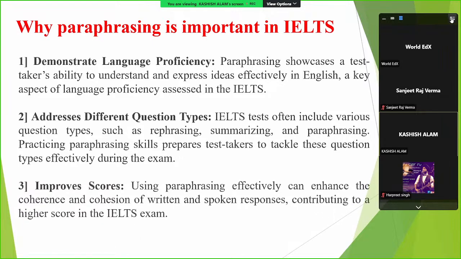Now, if you are aiming for a score of 7 or above, do make sure that your paraphrasing completely gives you the original meaning.